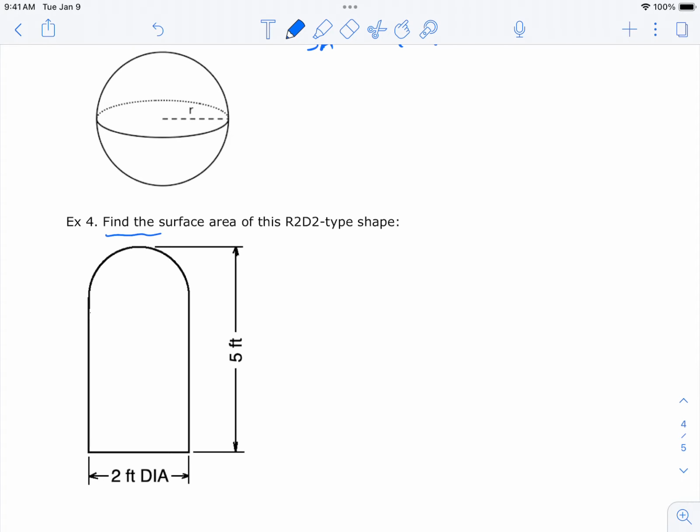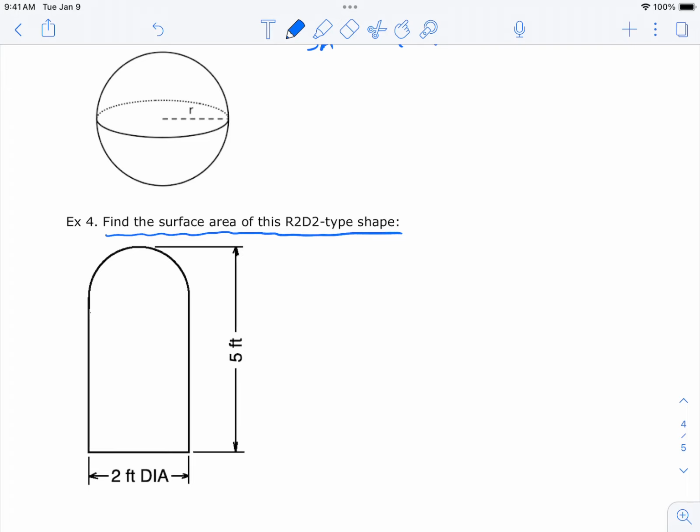It says find the surface area of this R2D2 type shape. By the way, why do we want surface areas? Well, maybe you're going to paint this R2D2 shape. You got to know how much paint you need. Or maybe you're going to cover it in sheet metal. You need to know how much sheet metal you need. Or maybe you're going to drop it in a potion. You need to know how fast the reaction's going to go, because the reaction will go according to surface area. There's different reasons to know the surface area. But anyway, let's just find this one. That was just kind of an afterthought.